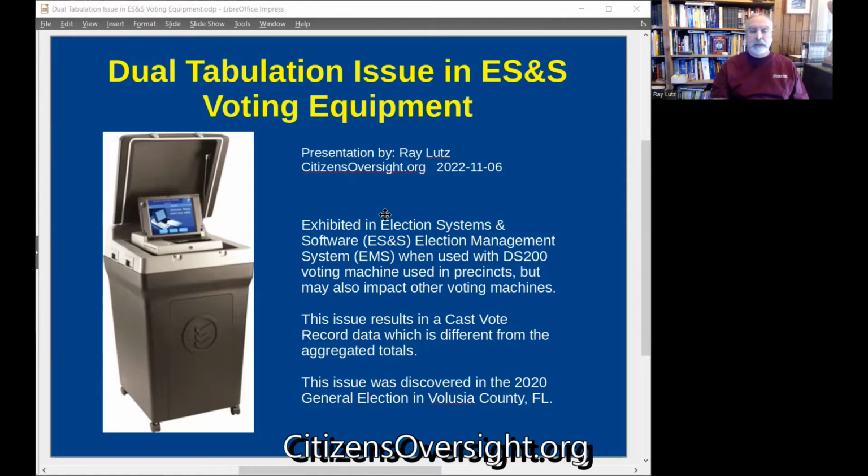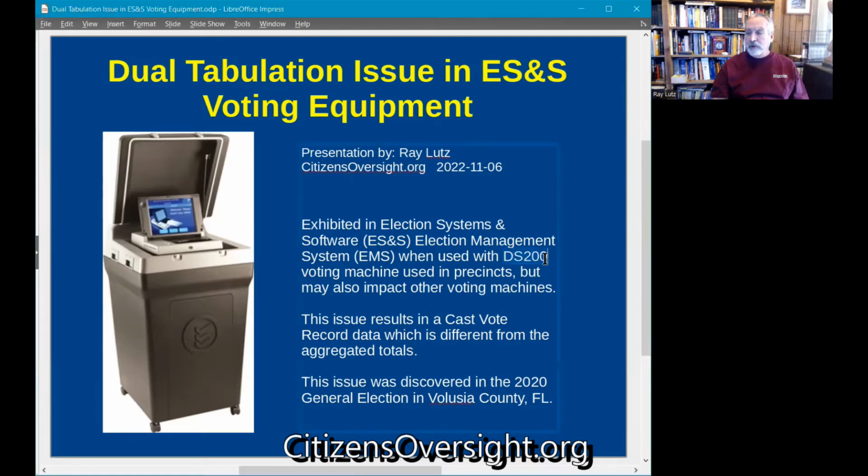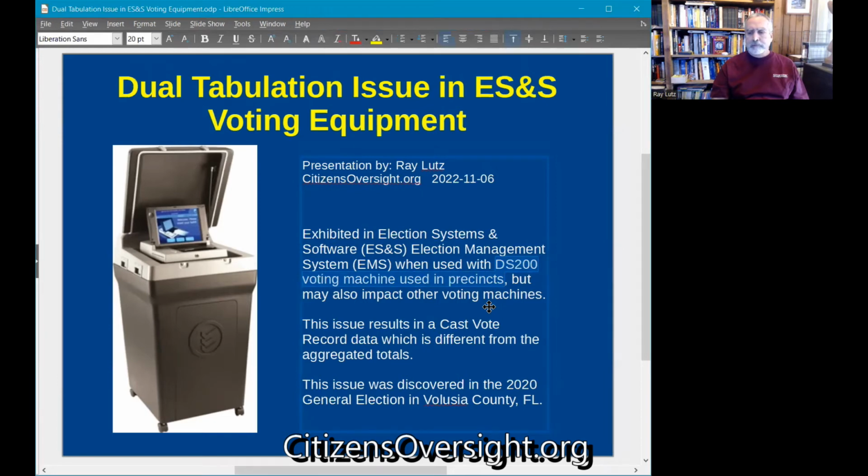Now this particular issue affects the DS200 voting machine that's used in precincts, but it may actually impact other voting machines depending upon how they're used. At least half of it might affect other machines, half of the issues that we found. What happens is it results in cast vote record data, and actually also the ballot image data, which is different from the aggregated total data. And I will be defining all that in a minute here.